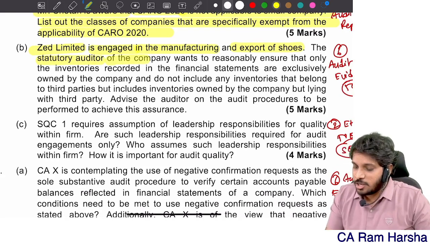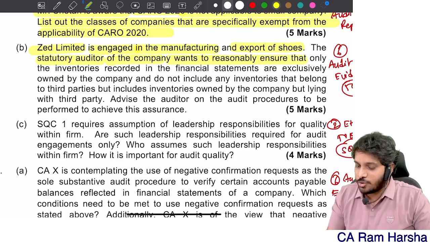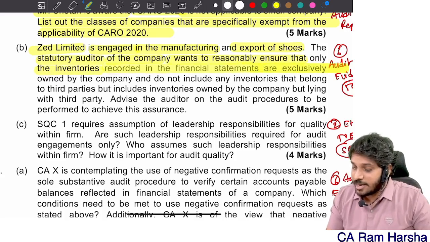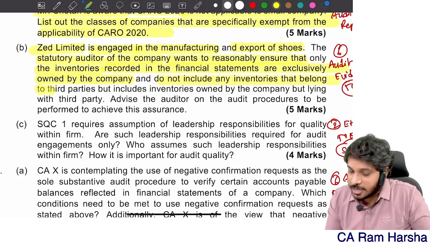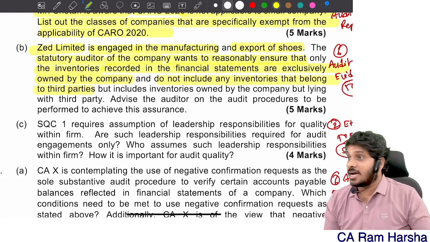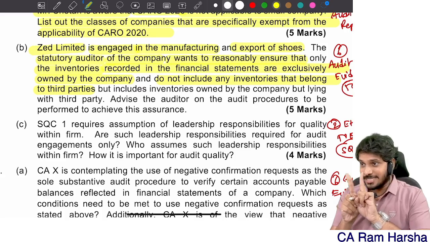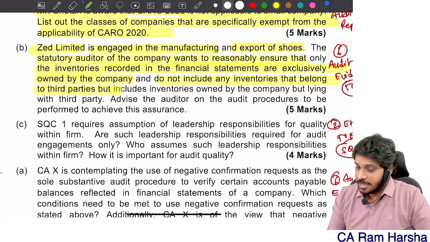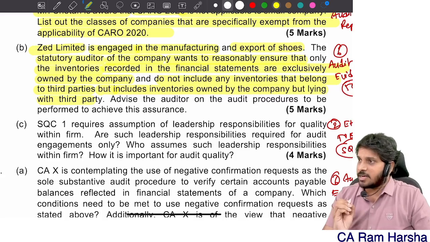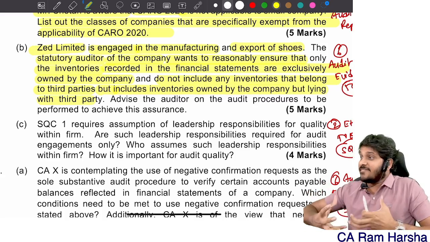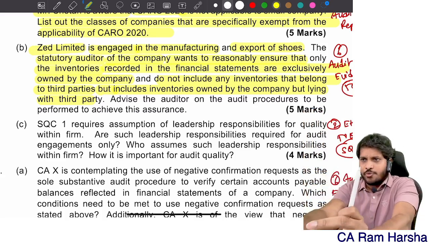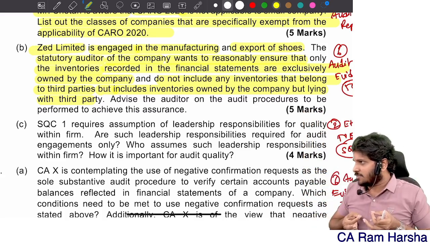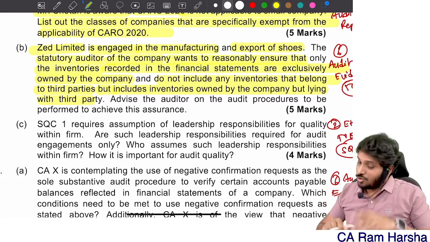Z Limited is engaged in manufacturing and export of shoes. The stat auditor of the company wants to reasonably ensure that only the inventories recorded in financials are exclusively owned by the company. Do not include any inventory belonging to a third party. Completeness. What is this? Completeness. But include inventory owned by the company but lying with a third party. Whatever inventory is lying inside the entity or outside the entity with a third party, only own inventory should be considered. Getting it? No. Look at the question.